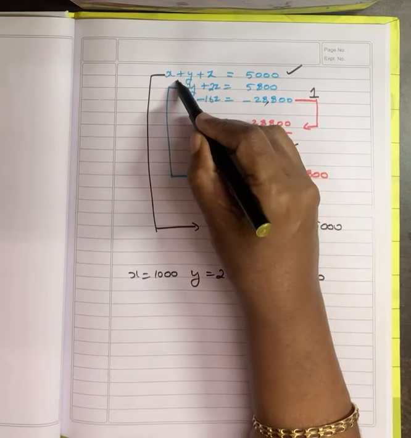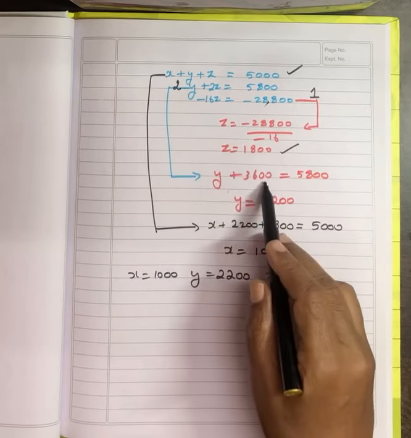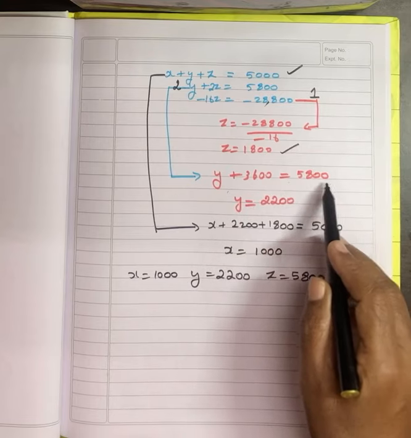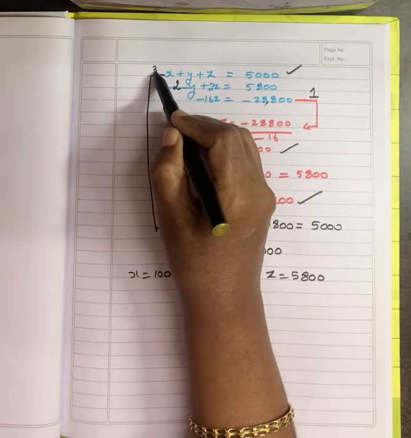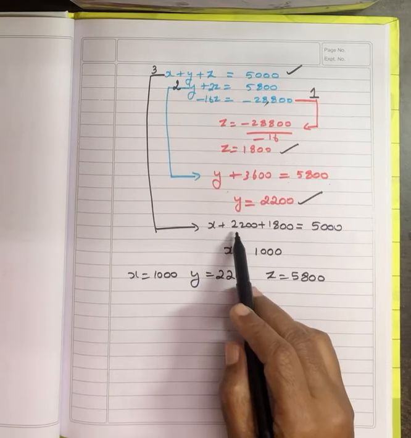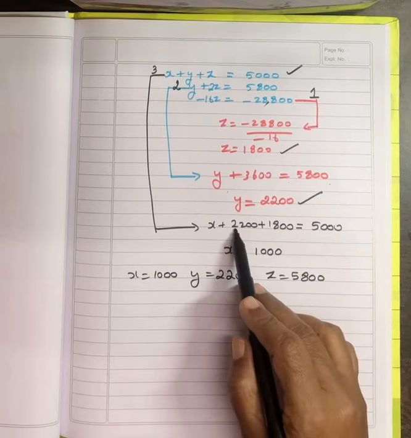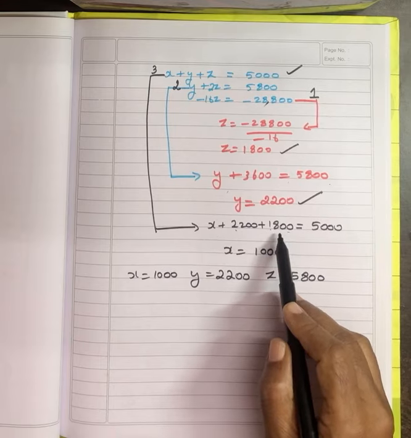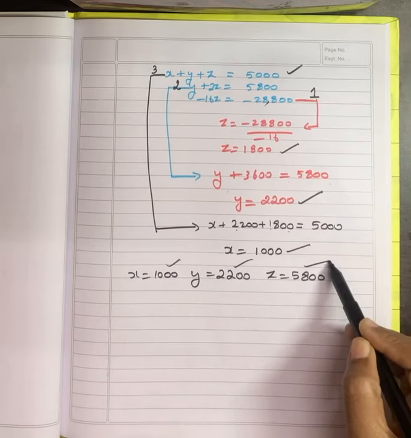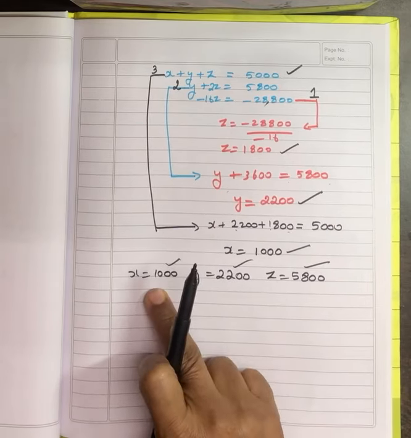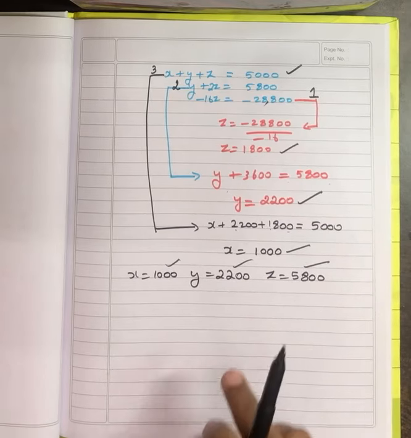This is my second move. y plus 2 into z, 2 into this is 3,600, equal to 5,800, subtract, so y answer I got. Third step is this: x plus y answer plus z answer equal to 5,000, so 5,000 subtraction 4,000 is 1,000. So these are the values of x, y, z. This much amount I have invested in the first bond, this is the second bond, and this is the third bond. This is a very important problem, so go through it.